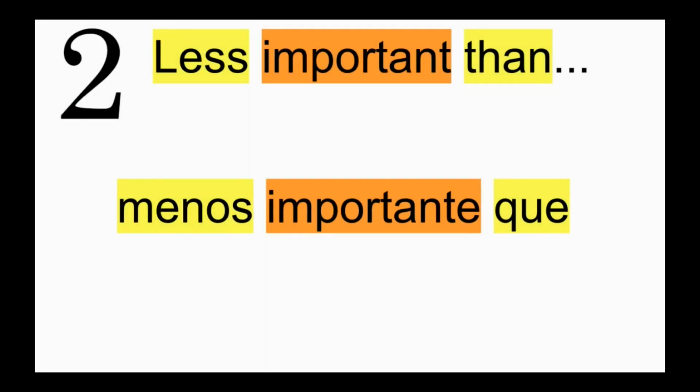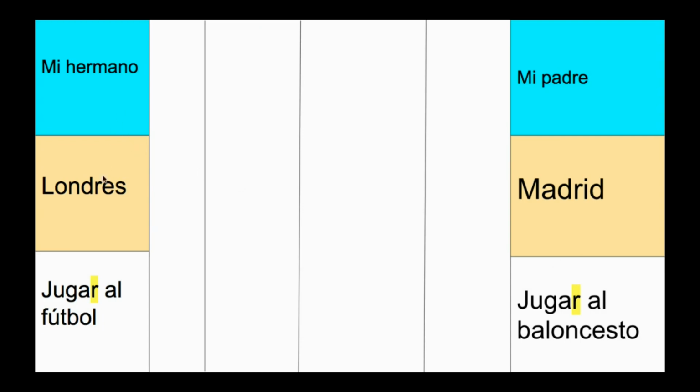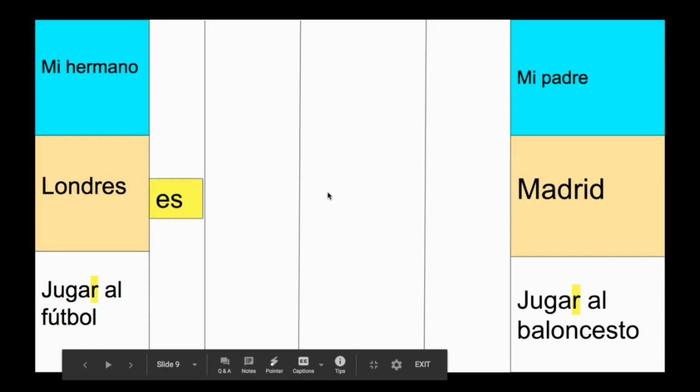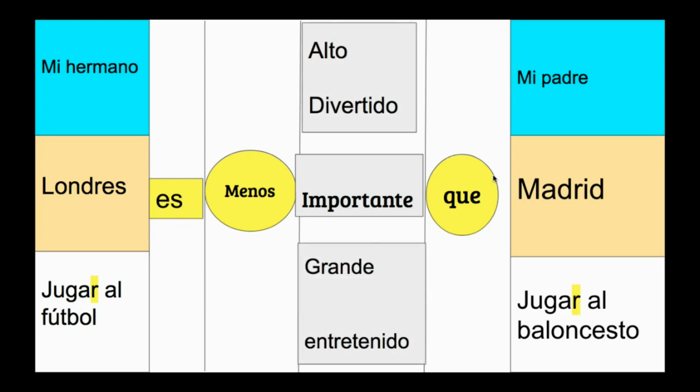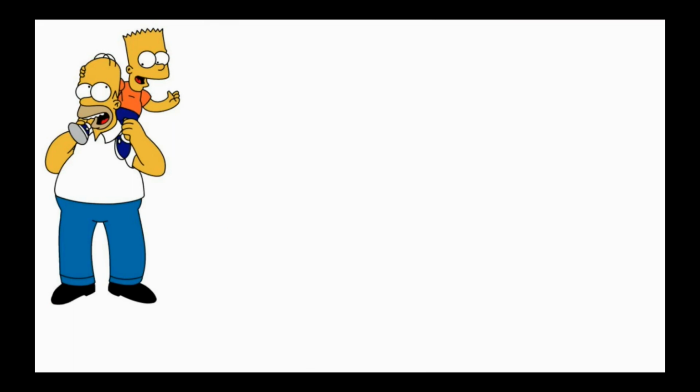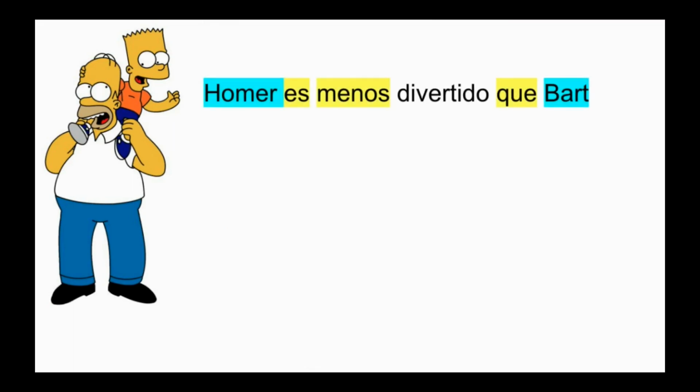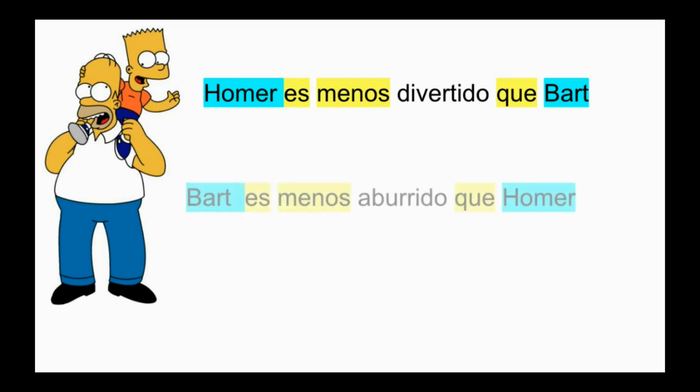Less important than. Menos importante que. So instead of using más, we use menos. So again, we're going to have the person, the place, and the activity. It's more or less the same as the previous one, but instead of más, we use menos. Es menos que. And then you can use any other adjective after menos. We follow with the example of Homer. Homer es menos divertido que Bart. Is less fun than Bart. Bart es menos aburrido que Homer. Bart is less boring than Homer.